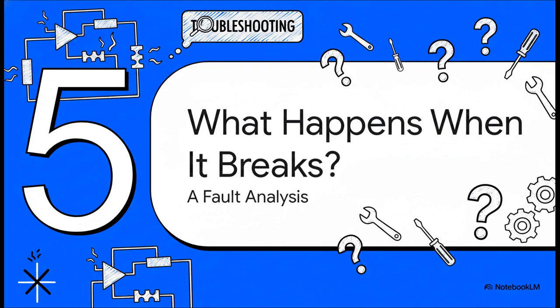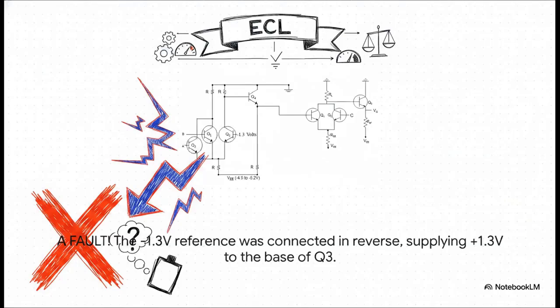Okay, let's switch gears from theory to practice. We're going to do a little troubleshooting. This is where your real understanding of the circuit gets put to the test. And this example, by the way, is actually based on a question from a past university exam. So picture this. You're at the bench, you've got this circuit in front of you, but someone made a critical mistake. The reference voltage for that first OR gate got connected backwards. So instead of negative 1.3 volts at the base of Q3, you're now seeing a positive 1.3 volts. The big question is, what does this do to our logic function?